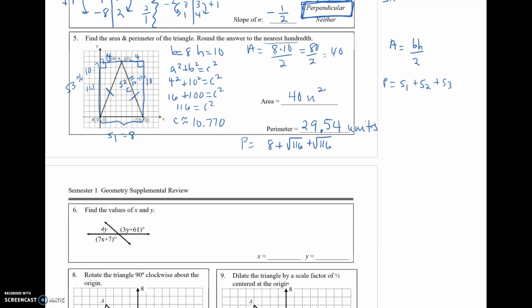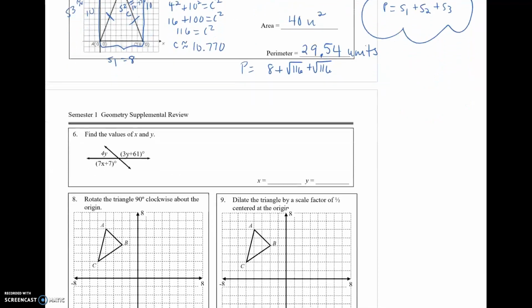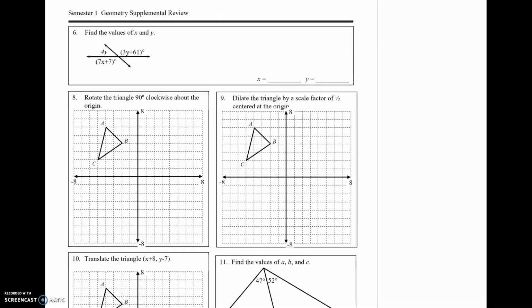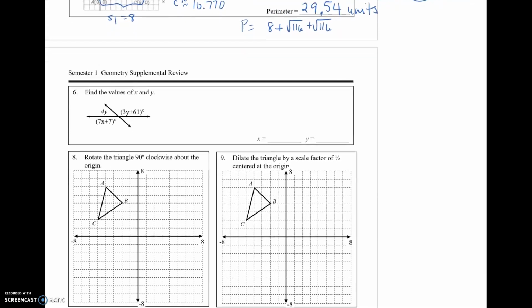All right, so that's question 5, and it turns out it's not as bad as we thought. Just don't forget, when you've got perimeter, you've got to use the Pythagorean theorem there. All right, let's see if we can talk about number 6, and then we might do a separate video for some of these last ones.